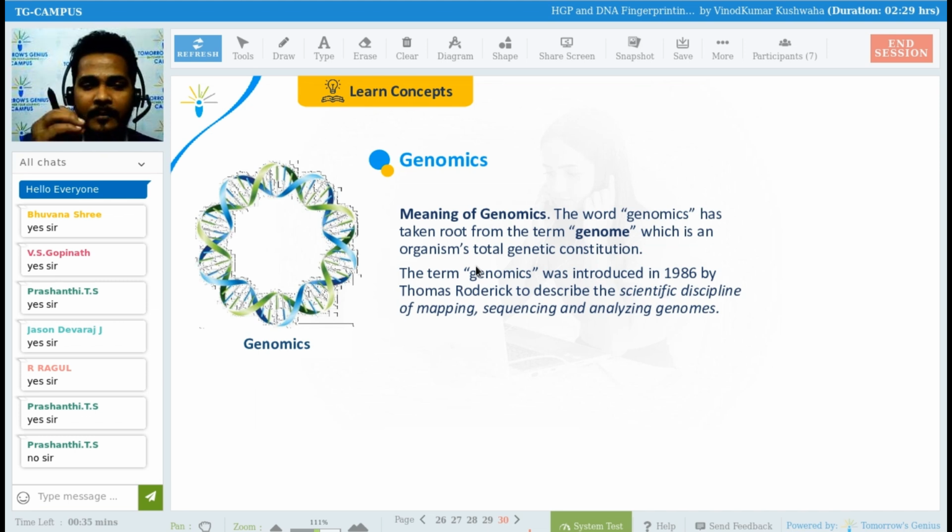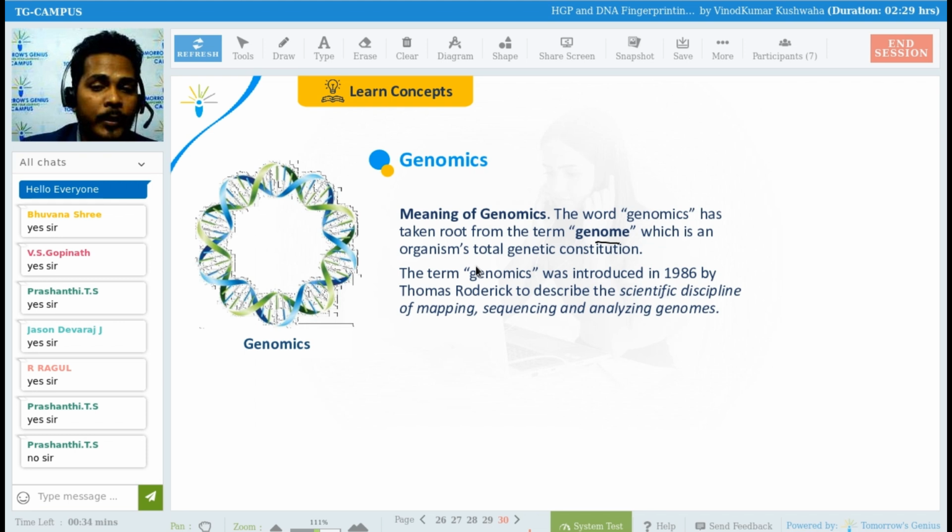Now there is a short concept regarding genomics. Now what is genomics? It's very simple. The word genomics has taken root from the term genome, and you know gene, chromosome, genome. The gene is the smallest one, then there is the genome, right? An organism's total genetic constituents is what is called the genome.